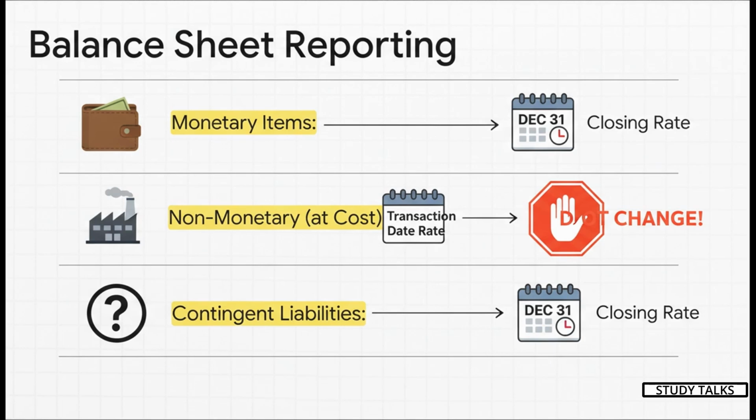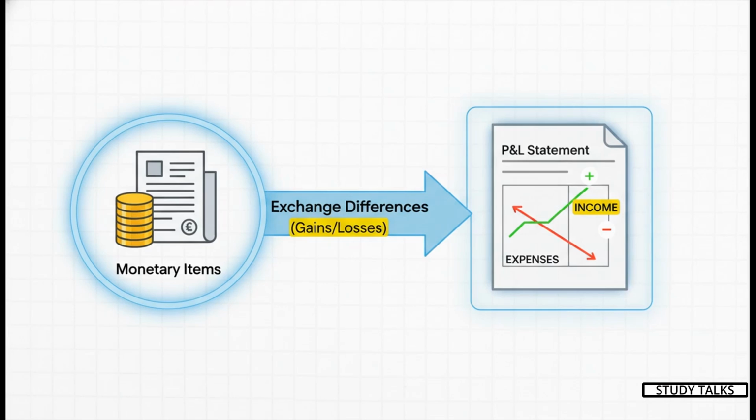Remember that difference. So, all these little gains and losses from retranslating, where do they go? Straight to the profit and loss account. Boom! Right on your bottom line for that period. You can absolutely bet the examiner will test you on this, so highlight it, star it, do whatever you need to do in your notes.